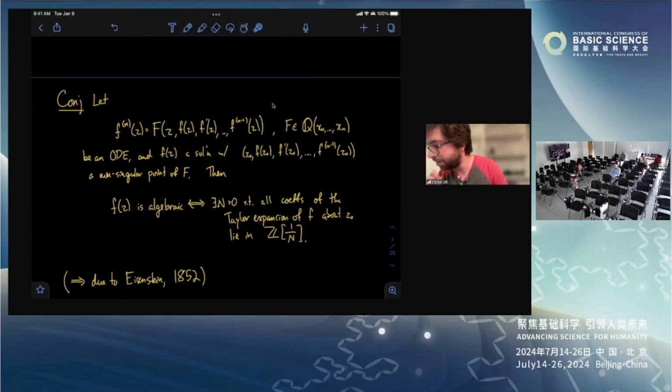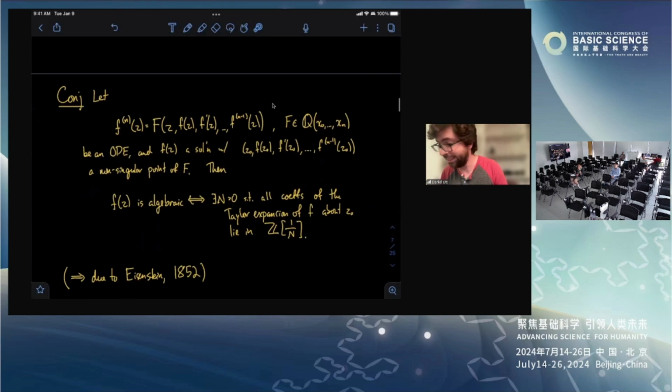Here, these are the initial conditions, and the way I've set things up, there's always a power series expansion of the solution. And the conjecture is that f of z is algebraic if and only if there's some positive integer so that all the coefficients of the Taylor expansion of f lie in Z adjoin 1 over that integer. If you don't want to work over Q, the conjecture is that all the coefficients of the Taylor expansion lie in a fixed finitely generated field. Okay, so that's the conjecture.